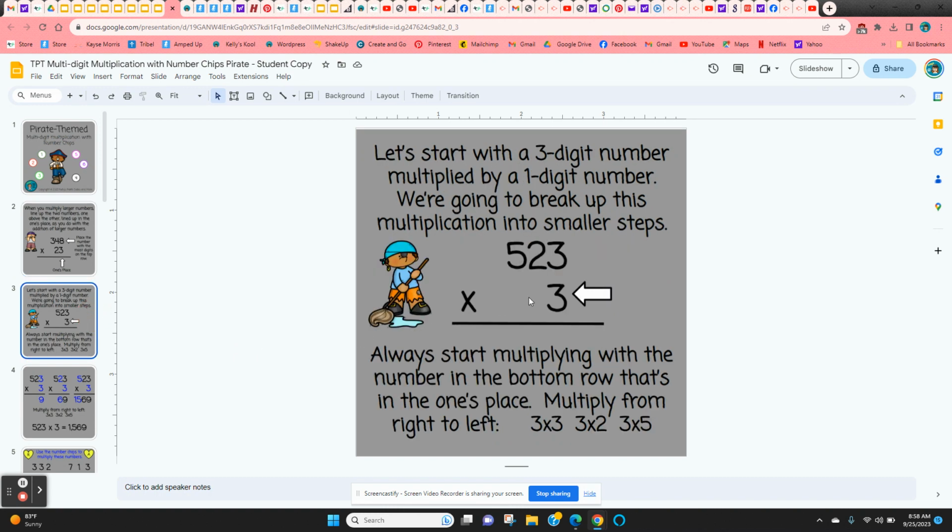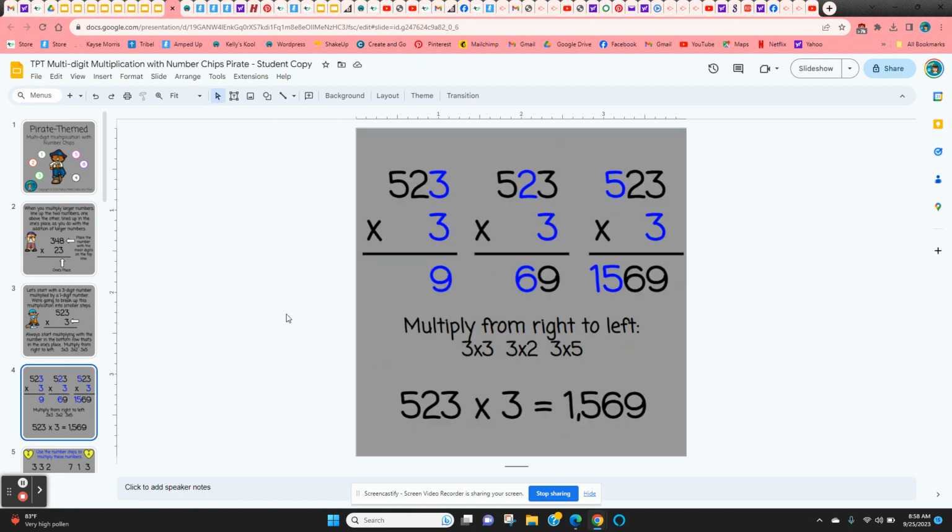So we're going to start with just a 3-digit by 1-digit. We're going to always start multiplying in the second row with the number in the ones place. In this case, there's only one number. So we're going to multiply from right to left, 3 times 3, 3 times 2, and then 3 times 5. The next slide will show them what that looks like.